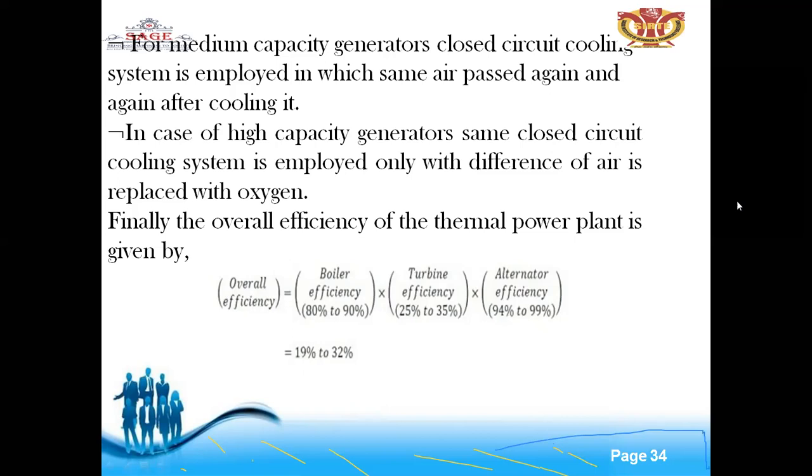Finally, the overall efficiency of the thermal plant is given by: overall efficiency equals boiler efficiency, 80 to 90%, multiplied by turbine efficiency, 25 to 35%, multiplied by alternator efficiency, 94 to 99%. Overall efficiency, when multiplied, comes to 19% to 32%.